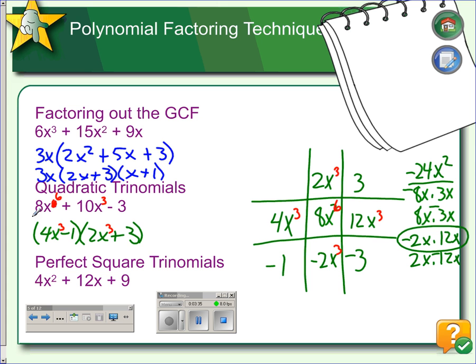We could do the same if, instead of 6 and 3, we had a 4 and a 2. And so then when we factored it, we would end up with 2 here and 2 here. So you can use the quadratic trinomial method even when it's not actually a quadratic.